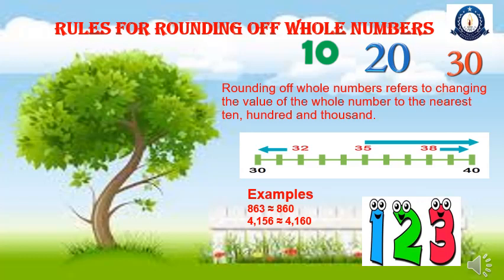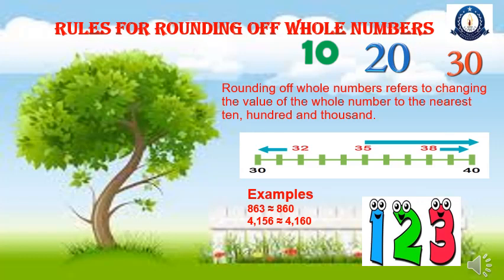38 is close to 30 or 40? It is close to 40. 3 is on the place of tens. The next number is 8. 8 belongs to the up family. So 3 will go one step up. In place of 3, 4 will come. And in place of 8, 0 will come. It will be 40.